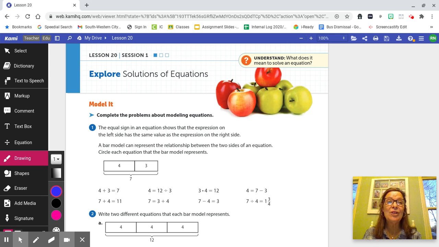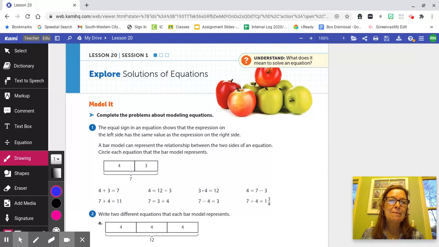So today we are looking at Lesson 20, Session 1, and this is on page 465 of the second book. So Lesson 20, Session 1, page 465. Make sure you've got a pencil. And this is Explore Solutions of Equations. So complete the problems about modeling equations.